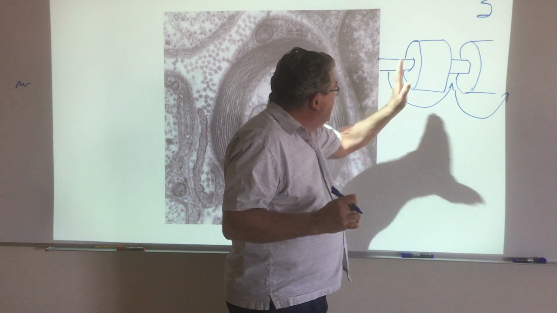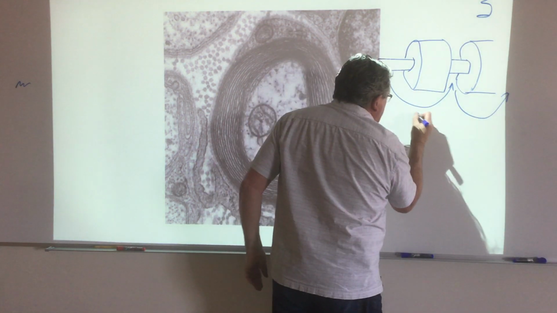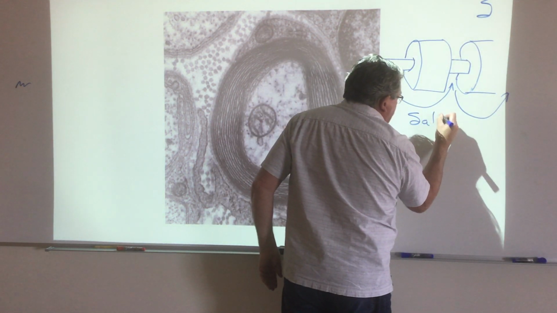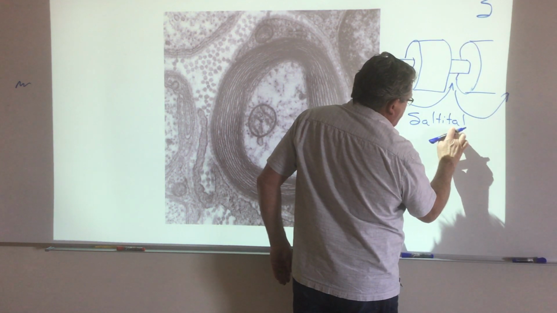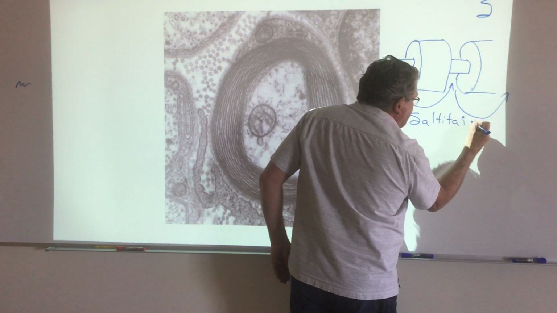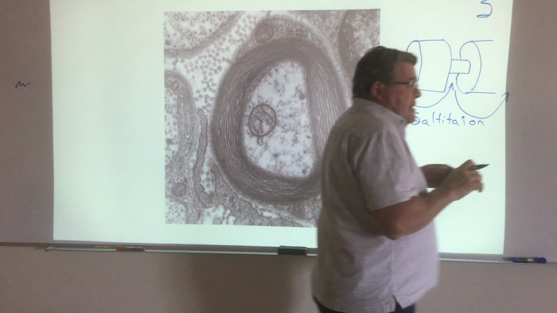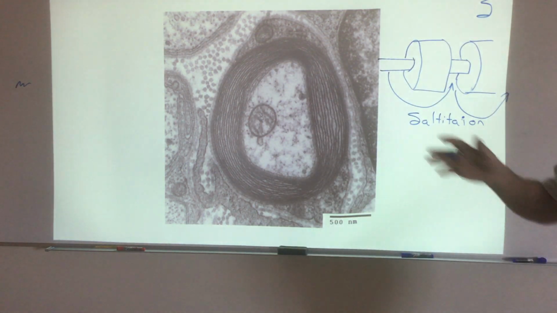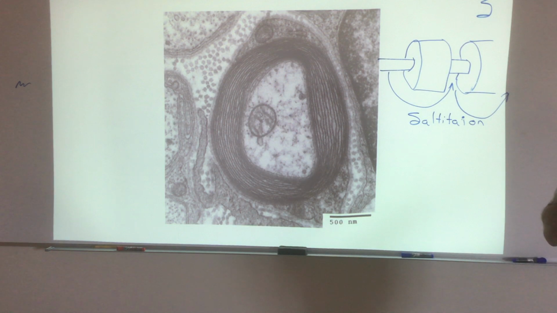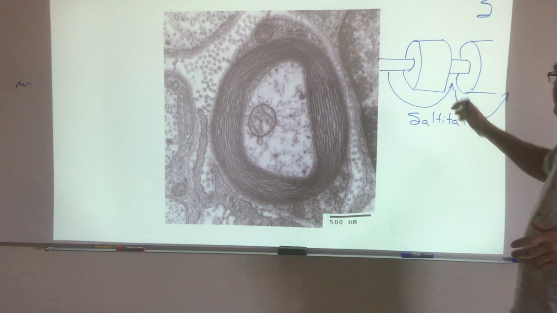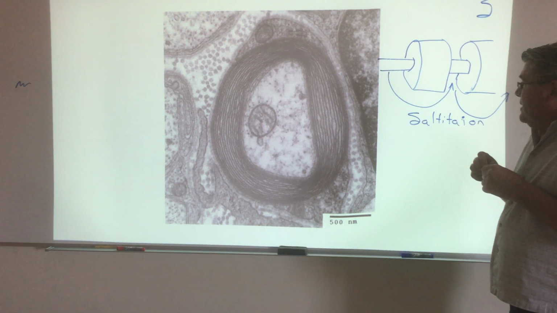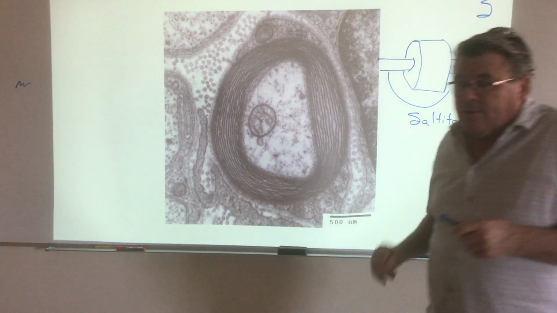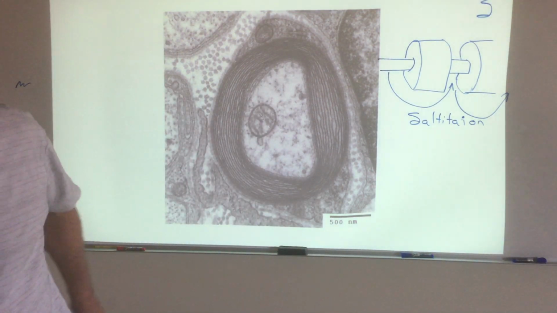So it jumps from node to node to node in what's called saltatory conduction, if I can spell it right. And that means a jumping of the action potential from one to the next, to the next. Now, depending on how much myelin there is and how thick the myelin is, this is going to put you into three categories: A, B, or C.